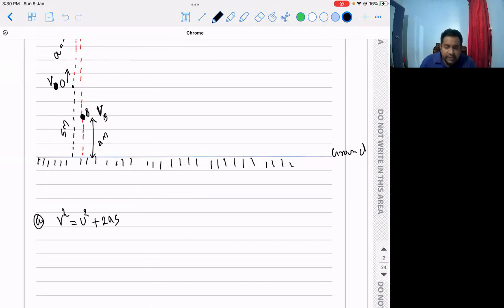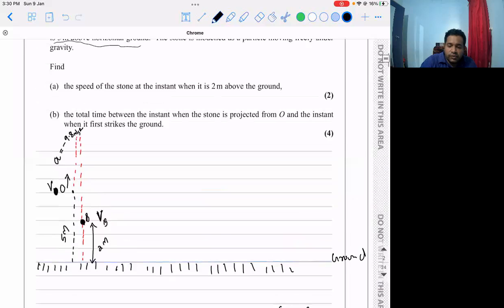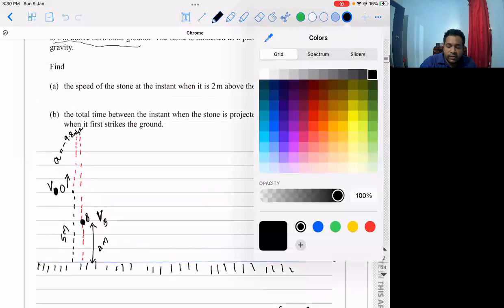What is V? V is the final speed. And U is the initial speed. A is the acceleration due to gravity, and S is the net displacement. So in our case, S is minus 3. What is the reason for that, my dear students? Why is S minus 3?